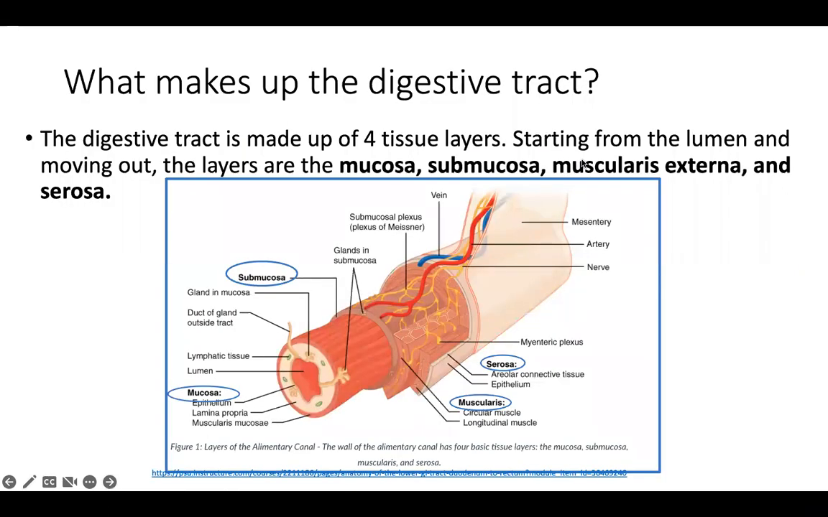So what makes up the digestive tract further is that there are 4 tissue layers: the mucosa, the submucosa, the muscularis externa, and the serosa. And as you can see in the figure below, we have each of those labeled. So the mucosa is the innermost layer in the bottom left hand. If you go a little bit above that, it shows the submucosa. Next is the muscularis externa, and then the outermost is the serosa.